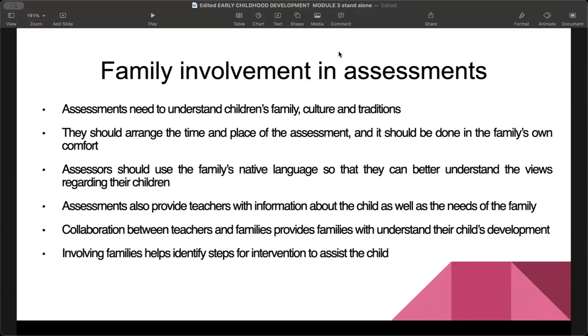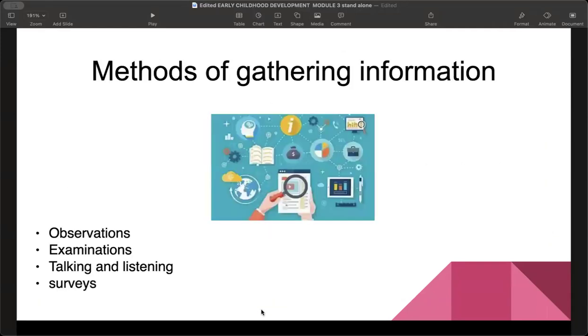All right, we go on to our next slide now. And after that slide, I'm going to ask Lerato to read for us the slide after this. All right, so I'm going to read this one, and then after this, Lerato is going to read. So there's different methods of gathering information or doing assessments, and we listed them as follows: observations, examinations, talking and listening, and surveys.